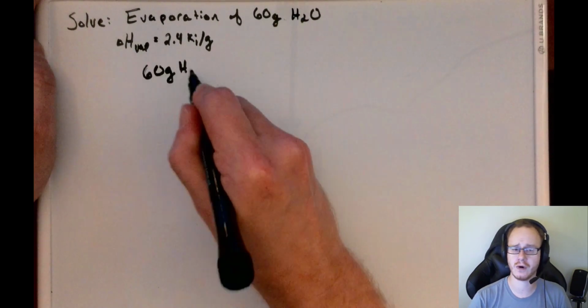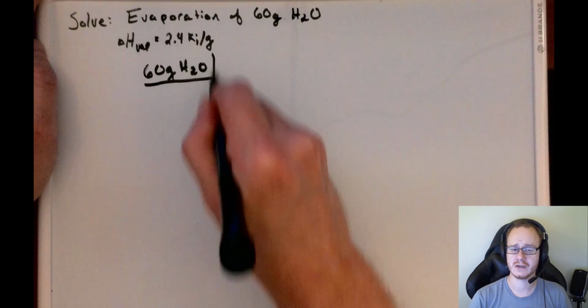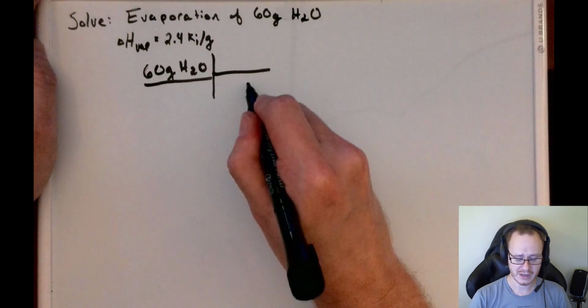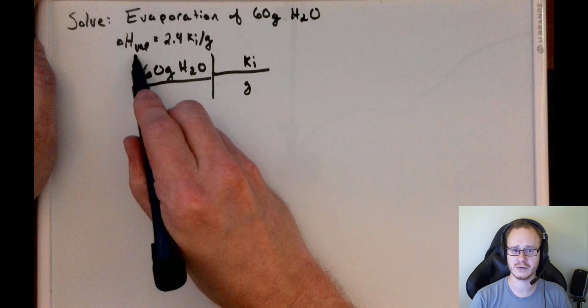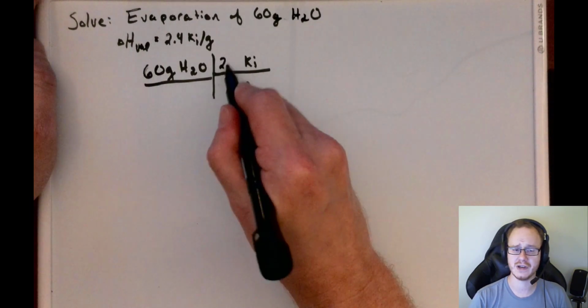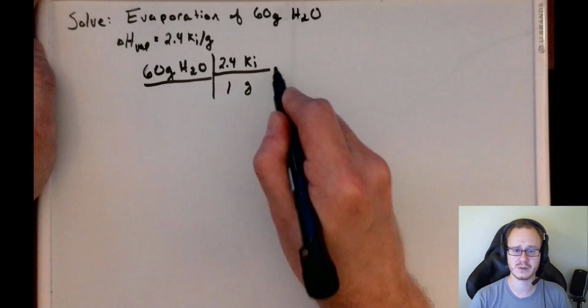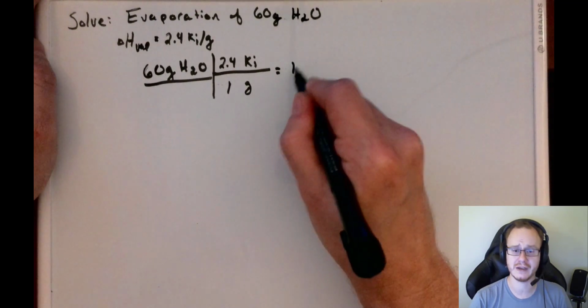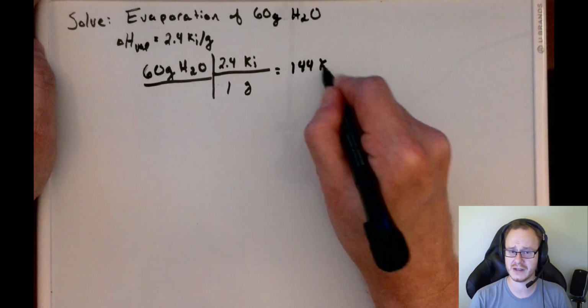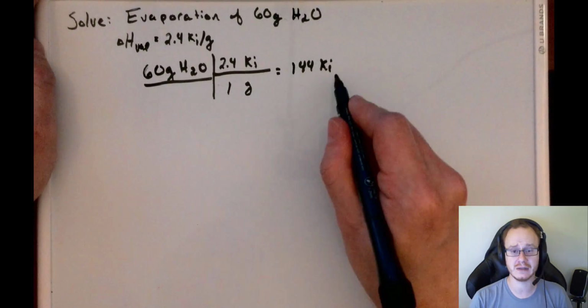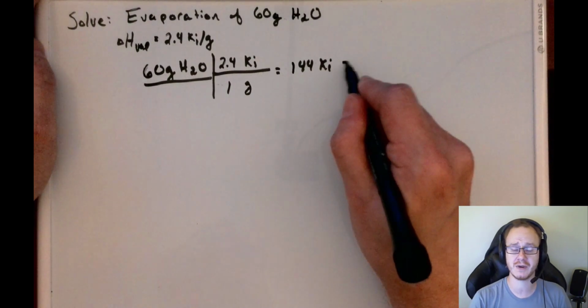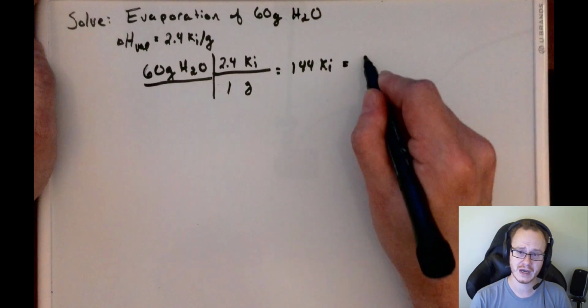The assumption here is that the water is going to gain the heat. So 60 grams of water. Set up my dimensional analysis formula and cancel grams, convert to kilojoules. Using the heat of vaporization, which is 2.4 kilojoules per gram, I can calculate the amount of heat gained by this 60 grams of water, which I can then assume is the amount of heat lost or will eventually be lost by the water I wish to cool.